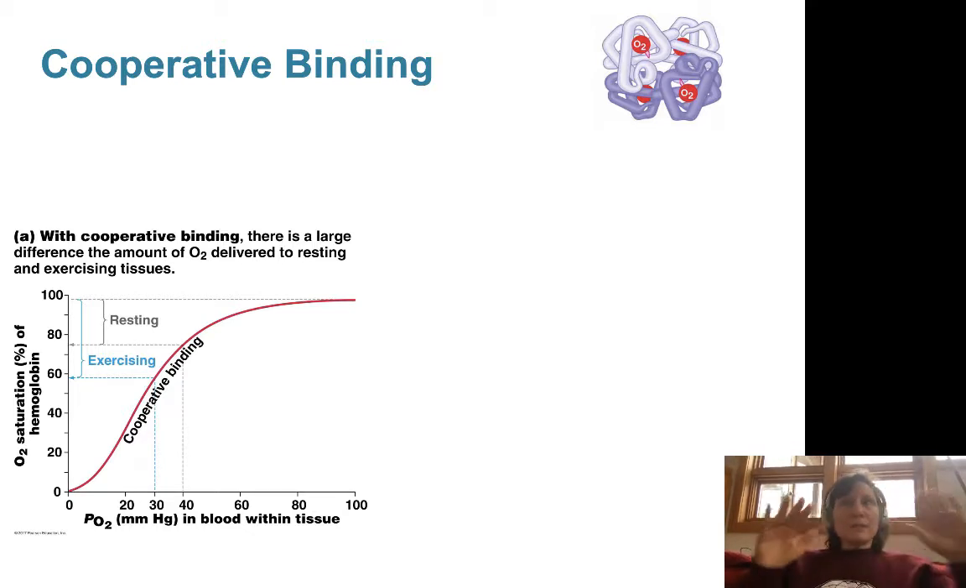So when tissues are exercising and they're in oxygen deficit, hemoglobin will unload its oxygen really, really quickly and dump it all into the tissues to bring it where it needs to be. And then once it's where it needs to be at 40 or above, then oxygen will begin rebinding to hemoglobin and will bind quickly.